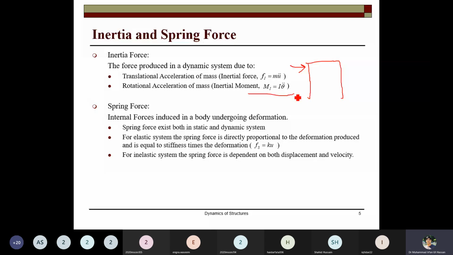So if the body is moving in the linear direction, you will take Fi as m u double dot, but when the body is moving in the circular direction, you will take Fi equal to I theta double dot.